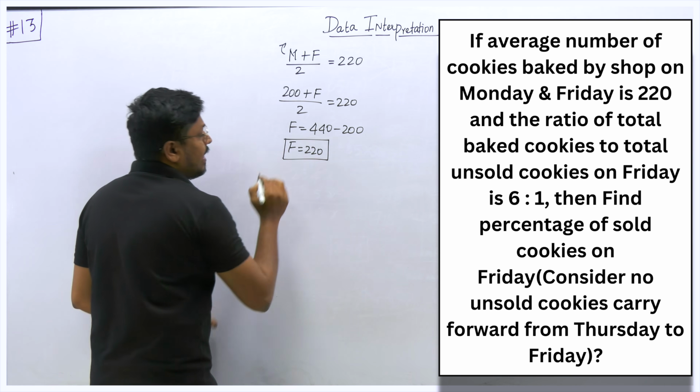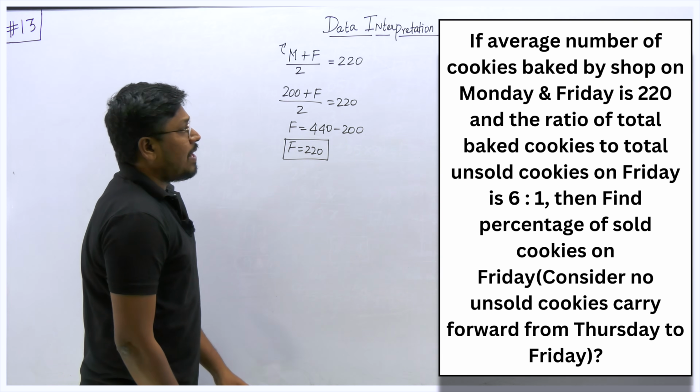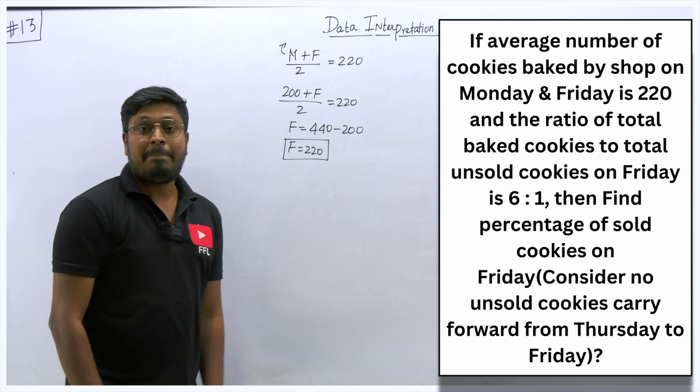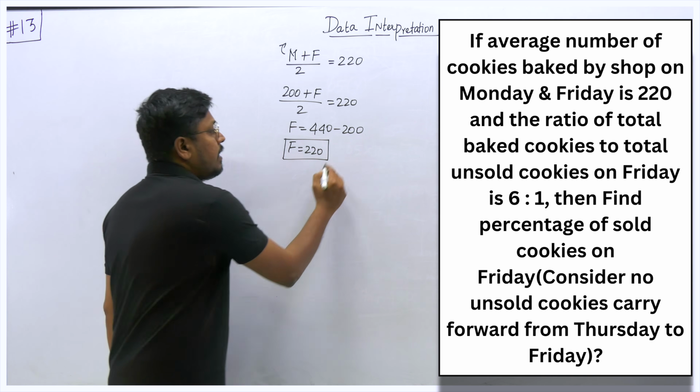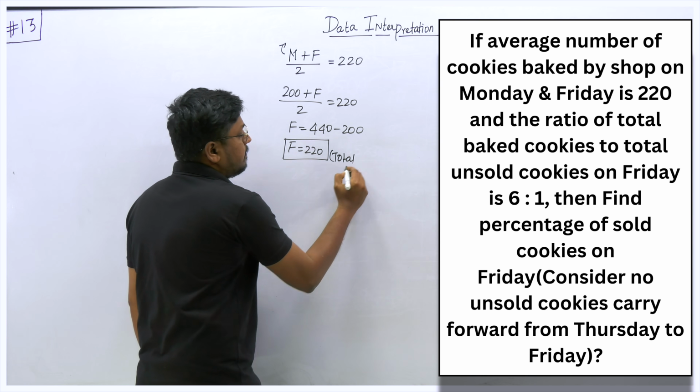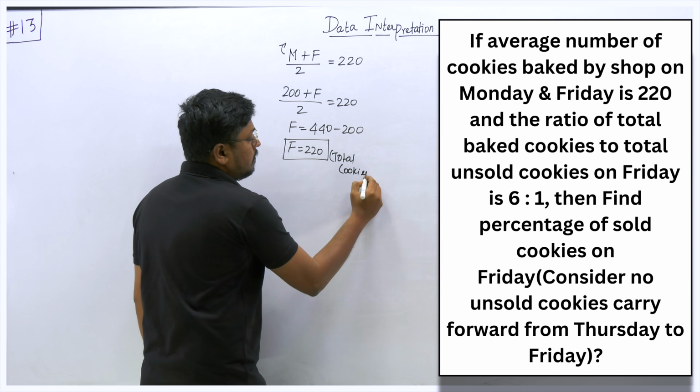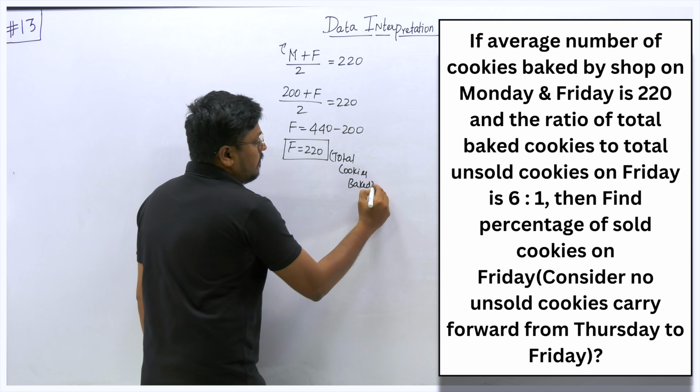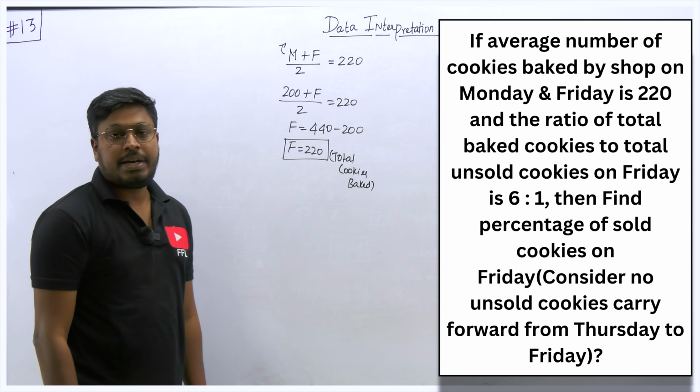So from this, we can easily get that Friday, right? The total number of cookies that was baked on Friday will be 220. Right? Total cookies baked. So finally we found on Friday 220 cookies were baked.